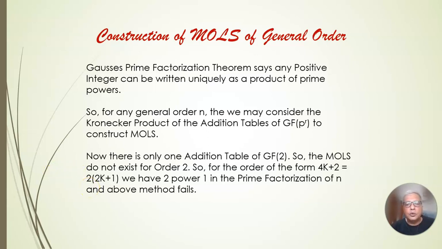So the problem comes when n is of the form 2 times an odd number. For an odd number, we can have the factorization, and for primes and prime powers, we can apply the Galois field technique and the Kronecker product technique to come up with a pair of mutually orthogonal Latin squares. But we know a pair of mutually orthogonal Latin squares of order 2 doesn't exist. So it's not possible to use the Kronecker product or Galois field method when the order is of the form 2 times (2k plus 1), or when it is of the form 4k plus 2. That is the conjecture Euler made.